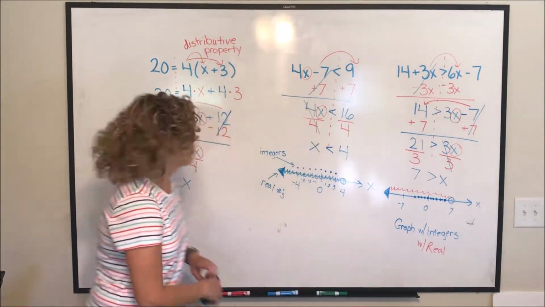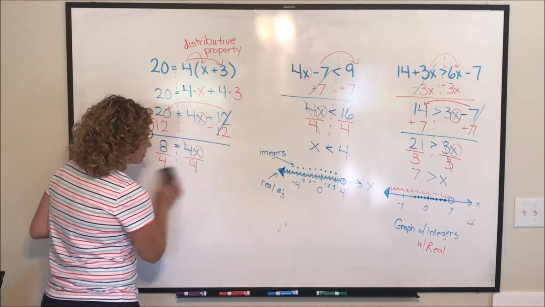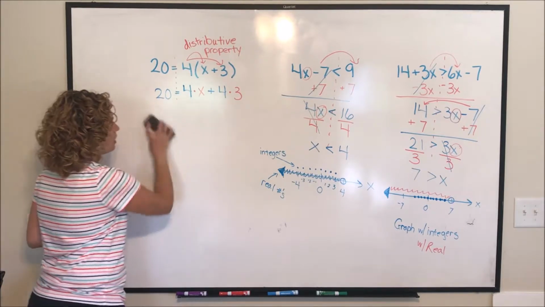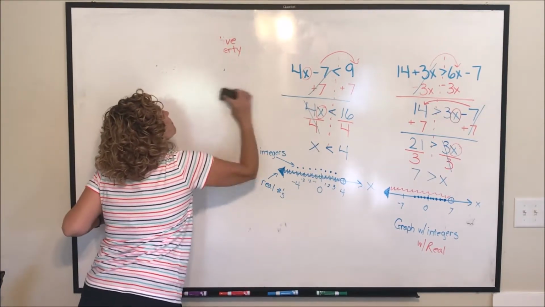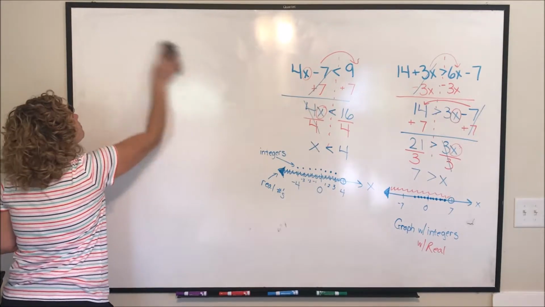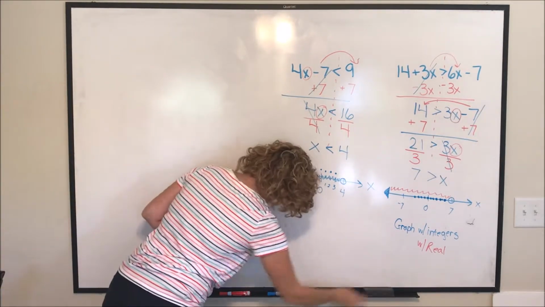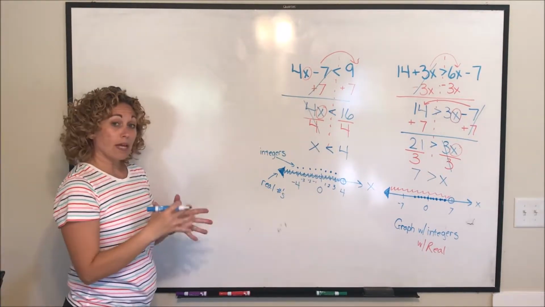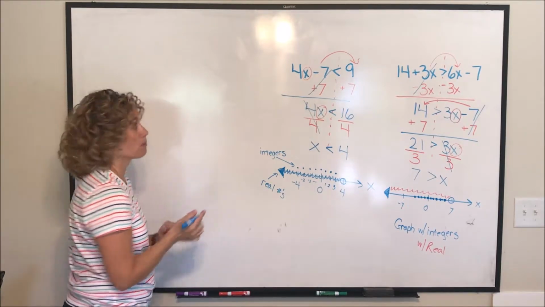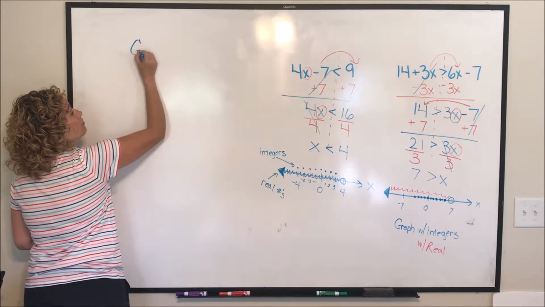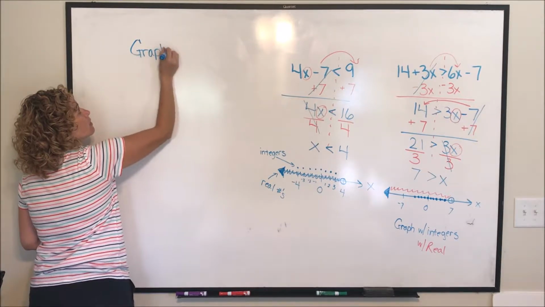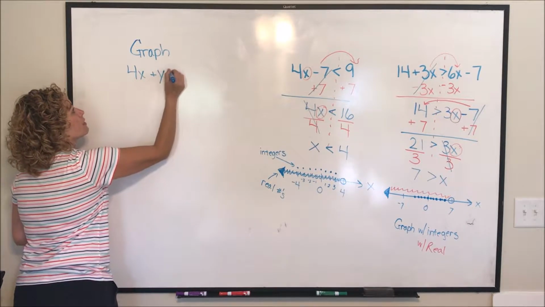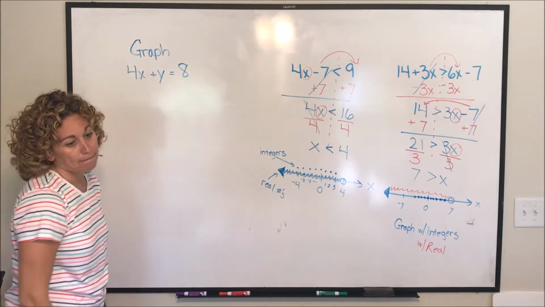All right, the next thing we touched on was a continuation of this. Here we're graphing just on a number line, but we want to learn to graph on a coordinate plane. Now, we've done this before, so this isn't new, but we're working on getting from a table to slope-intercept. So I want you to graph 4x plus y equals 8. Okay?